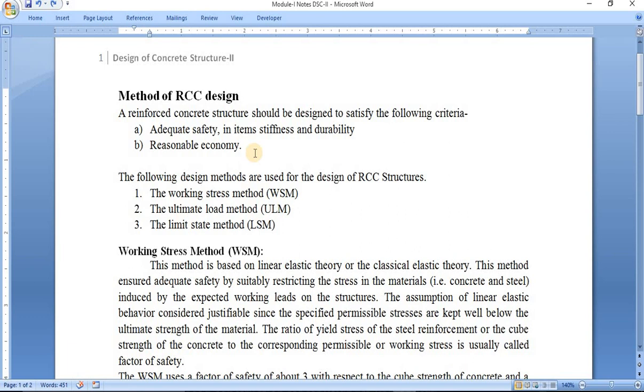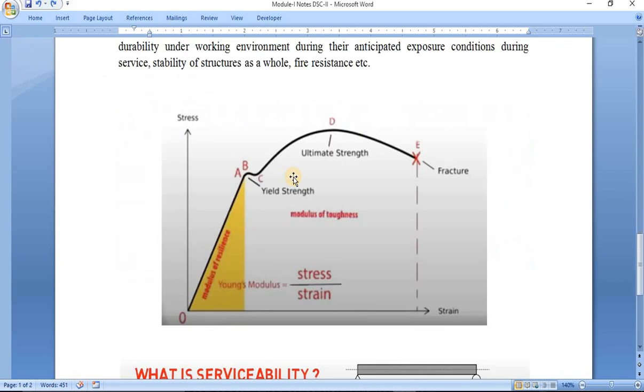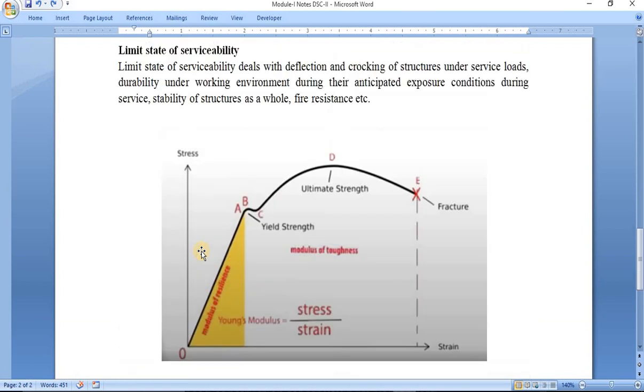So you can see, from old age to now there are three methods we have followed for design of RC structures. First method is working stress method, second one is the ultimate load method, third one is limit state method. I will just brief you.